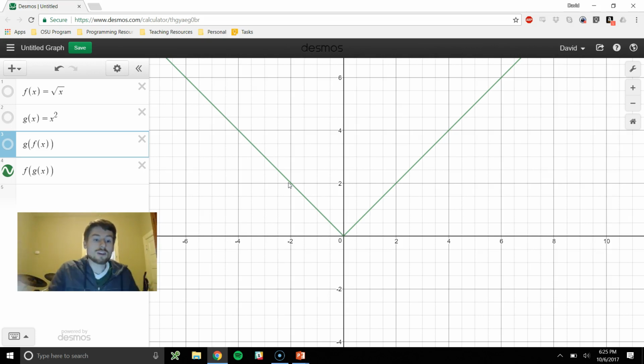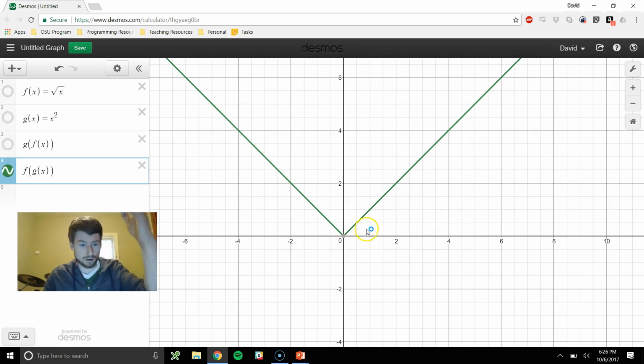And the domain is all real numbers, because any x you plug into g, positive or negative, ultimately gives you a positive answer. And so you're allowed to square root that answer. And so our domain is everything. So there's our domain. And you can also see from the graph the range is from 0 to infinity as well.